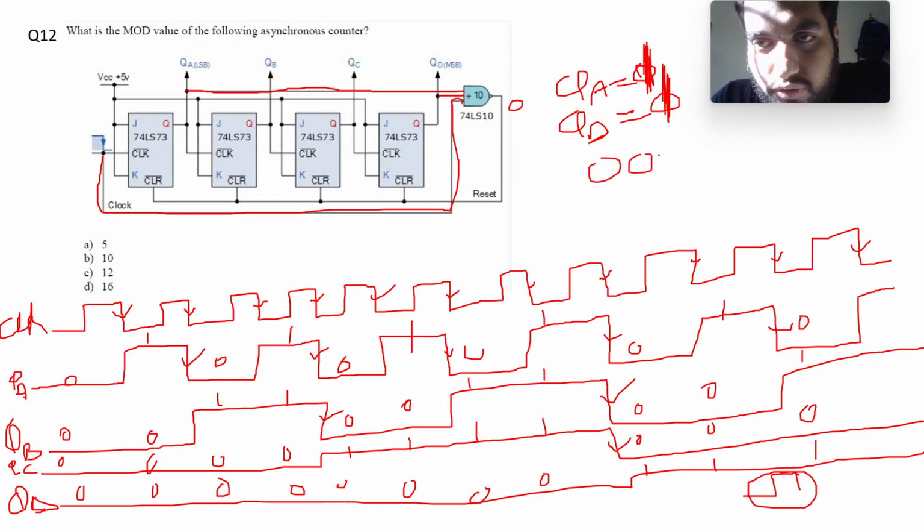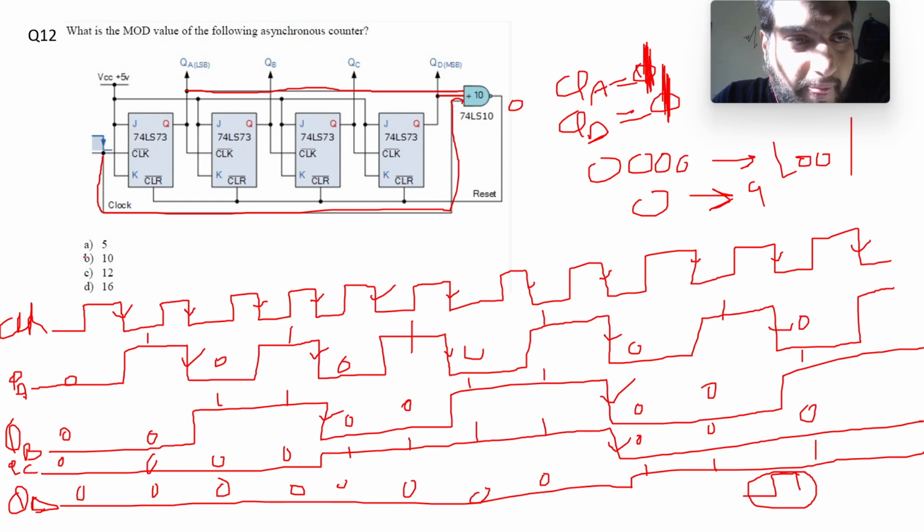So this will count from 0 0 0 0 to 1 0 0 1, that is from 0 to 9, that are 10 states. So this is a decade counter or mod 10 counter, because the moment the clock rises, at QA equal to QD equal to 1, this will be reset and it won't count 1 0 1 0, that is the 11th state, and the 10th number will not be counted because it will reset immediately. So it will only count from 0 to 9, and it is a mod 10 counter.